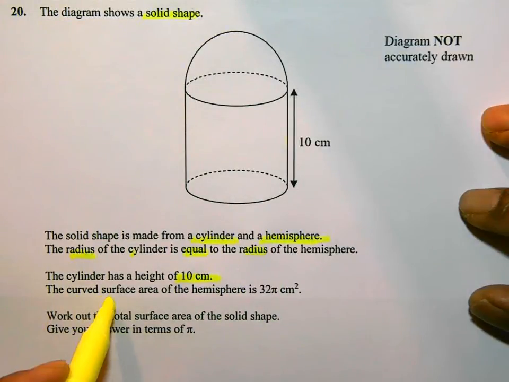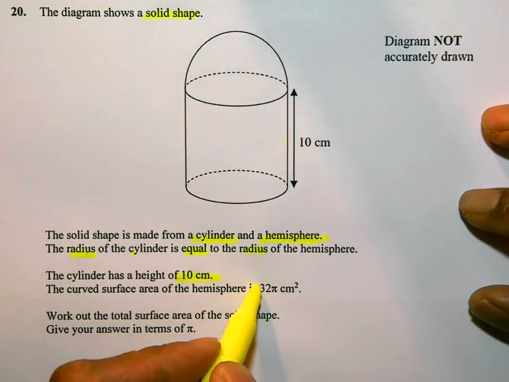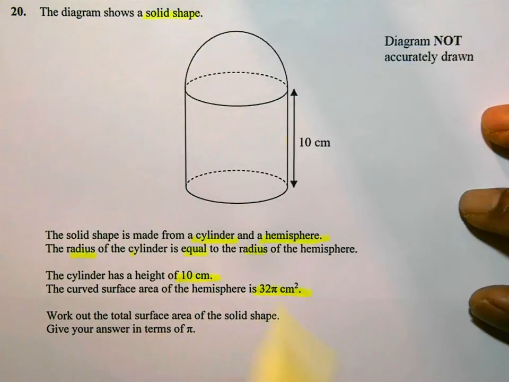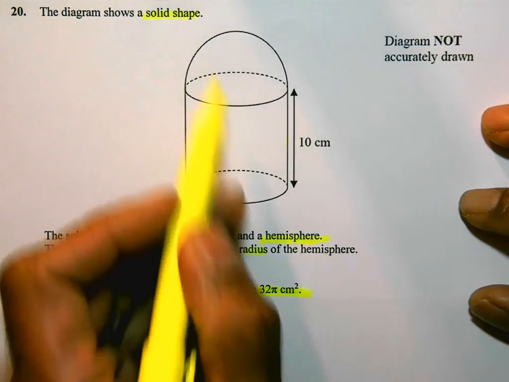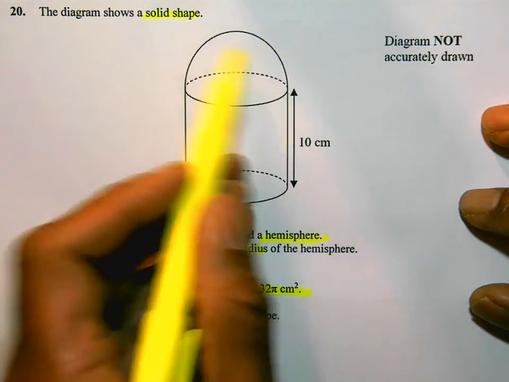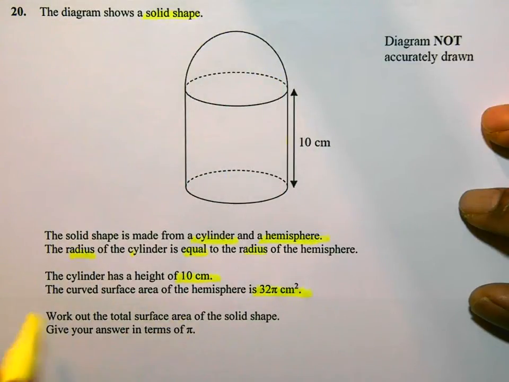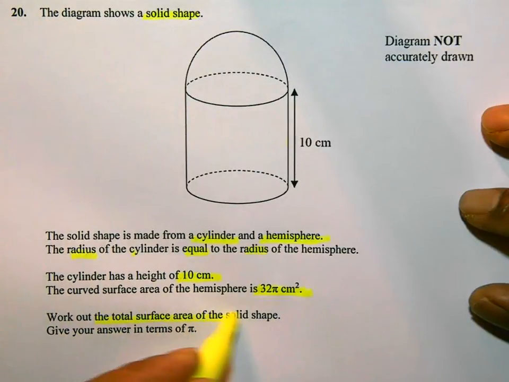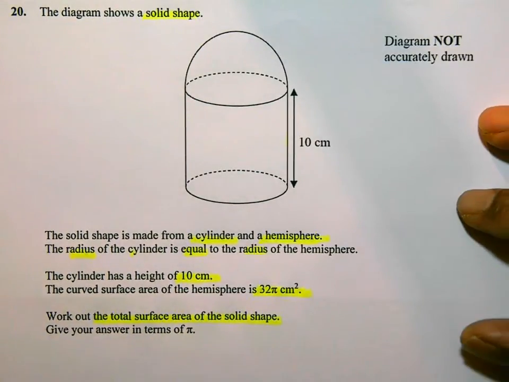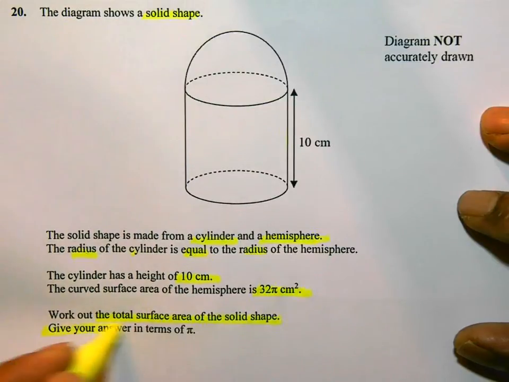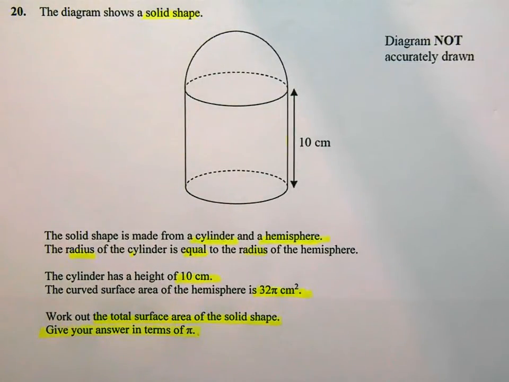The curved surface area of the hemisphere is 32 pi centimeters squared. Work out the total surface area of the solid shape. So, the total surface area of the solid shape. And the question ends by saying, give your answer in terms of pi.